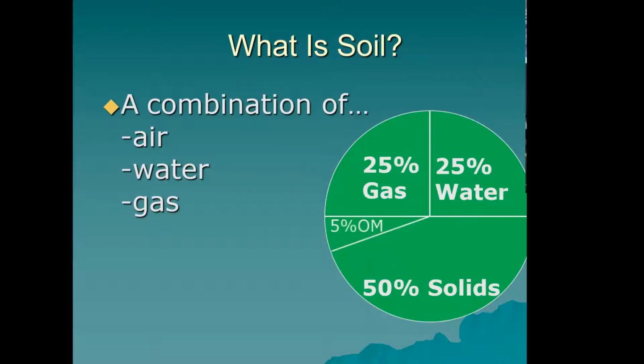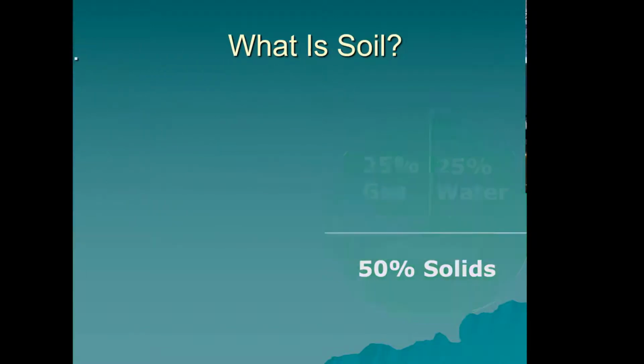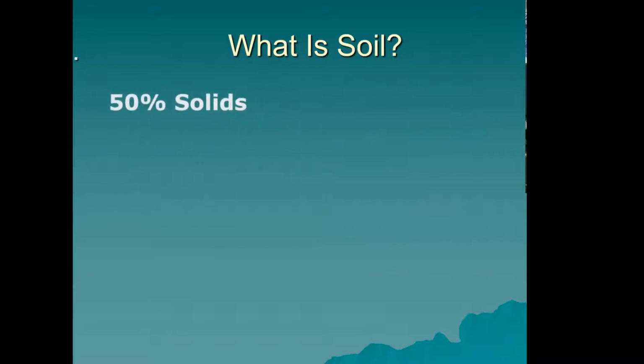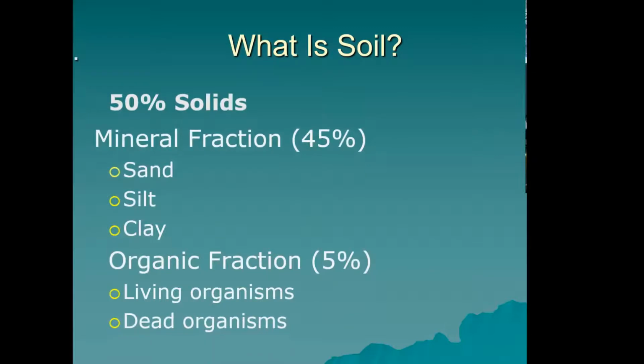Now, if we get even a little bit more specific, we can break down those solids into some subcategories. About 5% of our soil is organic matter, and the other 45% of the soil solids is mineral matter. So even though solids are only 50% of the volume of soil, they're still very important because generally when we're talking about soil, when we're describing the differences of soil from one spot to another, we're usually talking about changes in the soil solids. So even though there's not as much of them as we might think, they're still very important. So again, 45% of our soil is the mineral fraction.